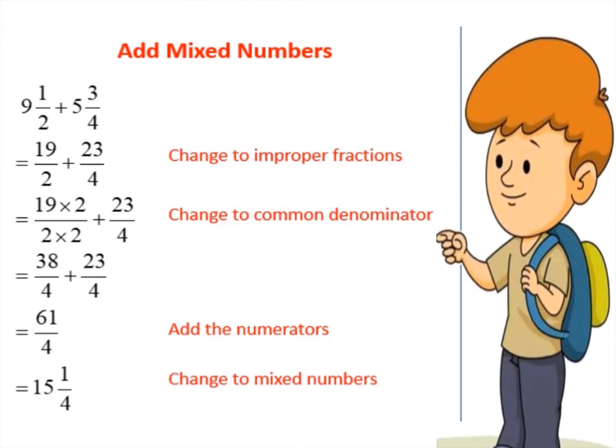So after adding 38 plus 23, we shall get the number 61 upon, and the denominator will be copied, will remain the same. In this way, the next step will be to add the numerators. Now we have got the improper fraction 61 upon 4. We shall change this to a mixed number after dividing, and we shall get 15 and 1 upon 4. Yes, this is the correct answer.